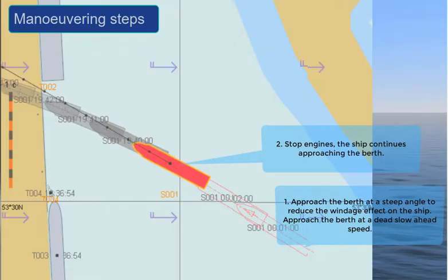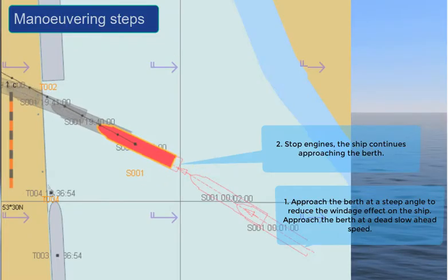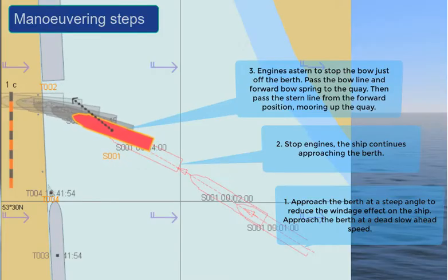Step 2. Stop engines. The ship continues approaching the berth. Step 3. Engines astern to stop the bow just off the berth.